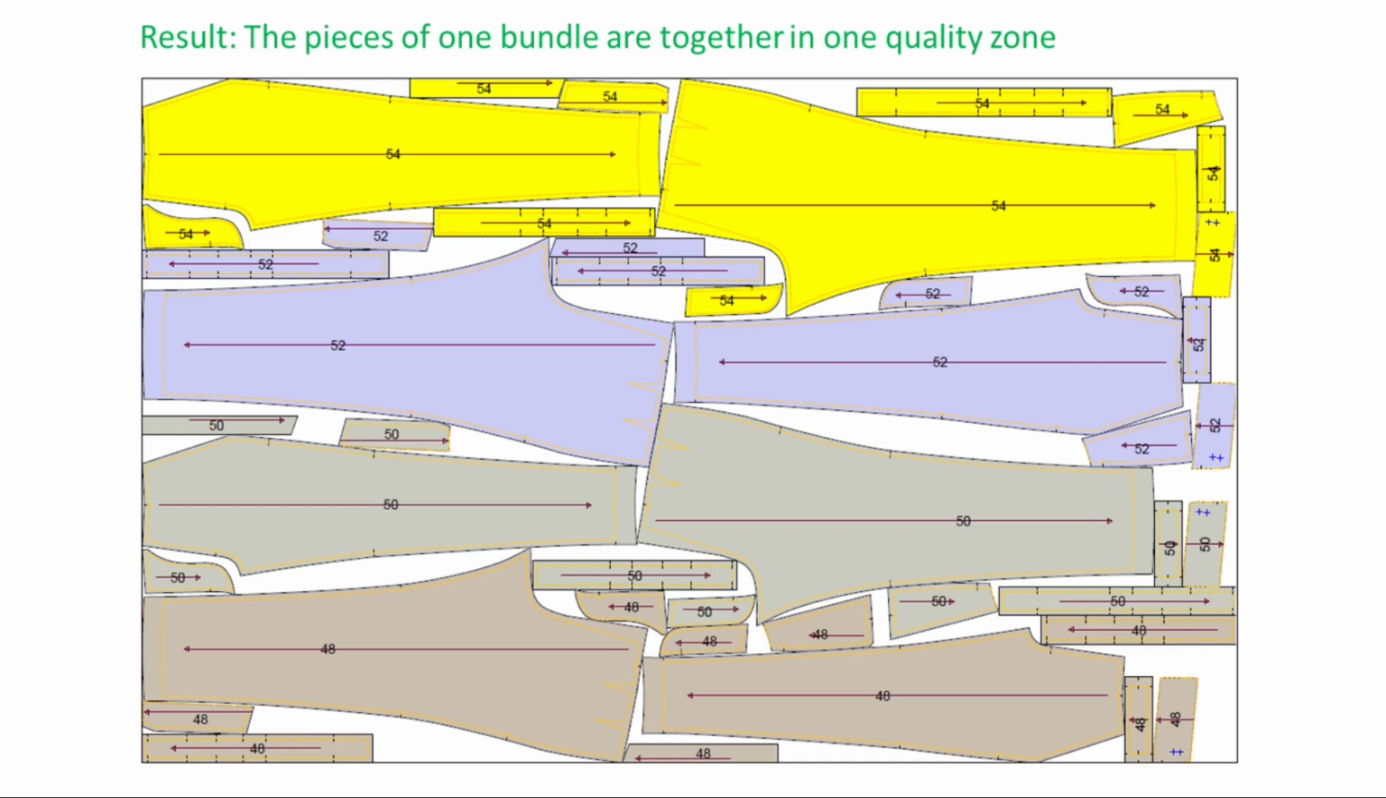And this is the result. AutoMarker has laid the pieces of one bundle in one quality zone. Some pieces have been laid in a tolerance area between 2 zones.